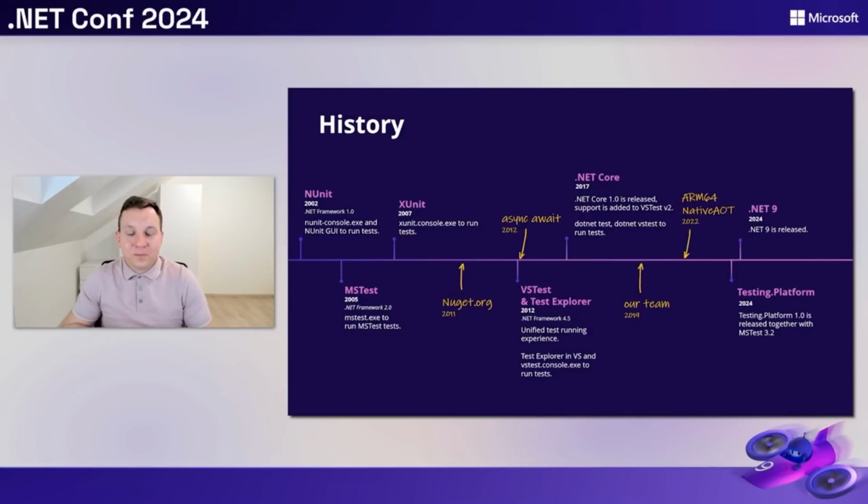In 2019, our team was established, and we saw some cool additions to the .NET ecosystem, such as ARM64 or Native AOT. And when we were adding support for those into VSTest, we found ourselves struggling with that a little bit. And so we started thinking how we can change the test platform to be more aligned with dotnet test. And we started by writing one from scratch, which we now released in 2024 and called it Testing.Platform. And we released it together with MSTest 3.2.